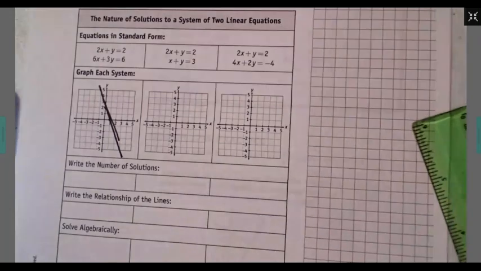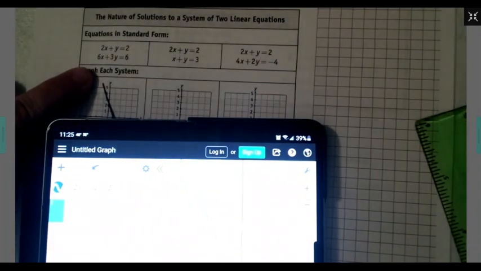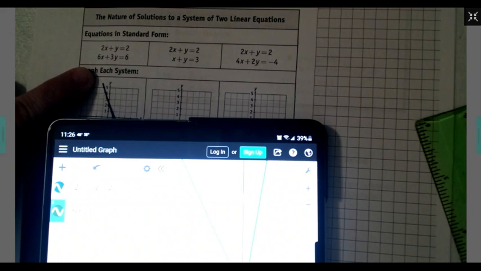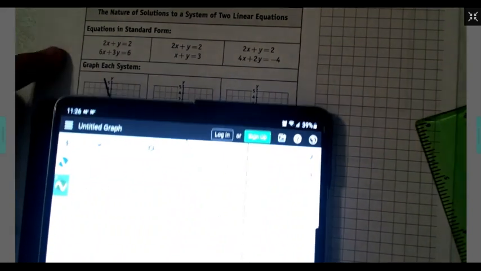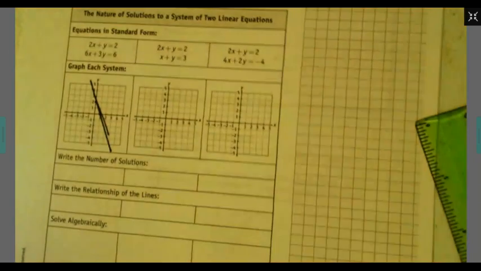As so. Okay. Next, I'm going to graph my next equation, which is 6x plus 3y equal to 6. And if you notice, I can turn the lines off and on, but I'm only getting one picture in the end. So I've got the same line.